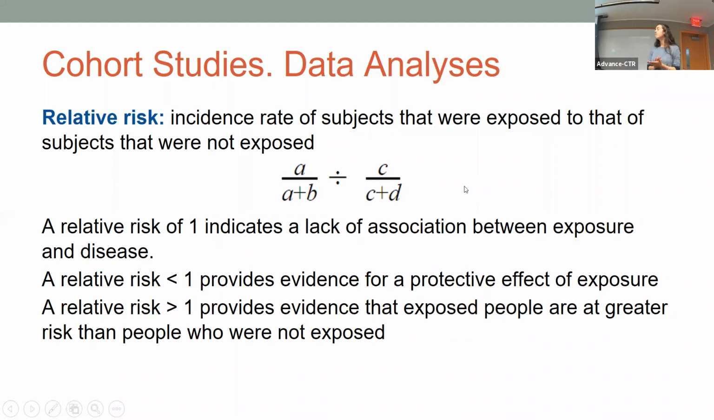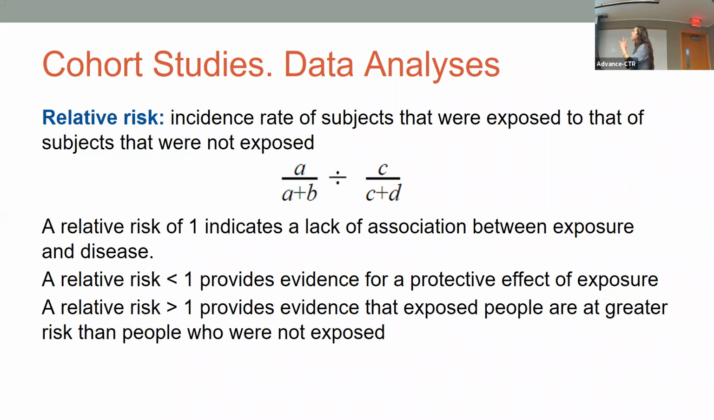So the relative risk is a comparison of the incidence rate of subjects that were exposed to the incidence rate of subjects that were not exposed. As I mentioned, the incidence rate of subjects that were exposed was A divided by A plus B, and the incidence rate of subjects that were not exposed is C divided by C plus D. So what the relative risk is doing is dividing the first value by the second value and allowing us to compare how these incidence rates compare for these 2 populations.